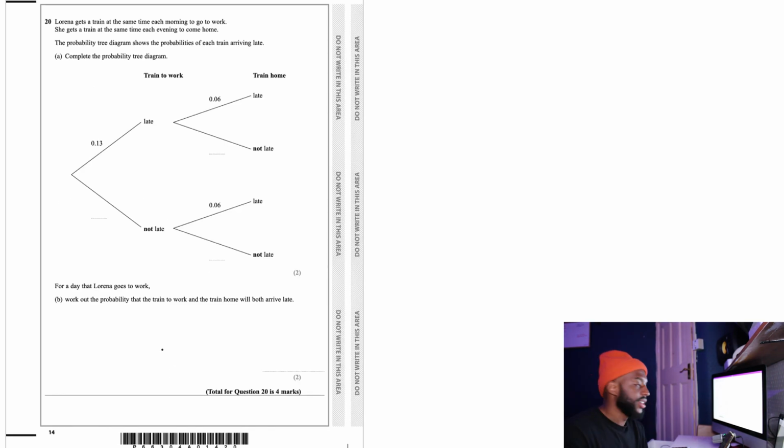Next we have a probability tree. So in a probability tree, each branch, so this is a branch, an example of a branch. Each set of branches should add up to 1. So with that fact, we know that this is going to be 1 minus 0.13, which gives us 0.87. And this one here is going to be 0.94. And the same for this one underneath. Part B says to work out the probability that the train to work and the train home will arrive late. So that's late and then late again. So when we go across branches, we multiply. So we're going to do 0.13 times by 0.06. And that's going to give us 39 over 5,000.